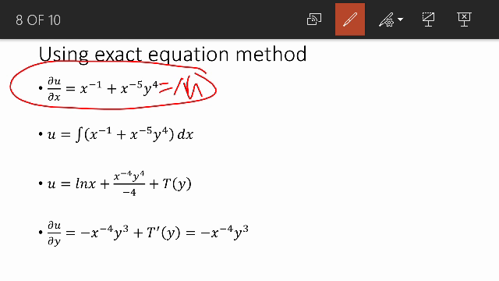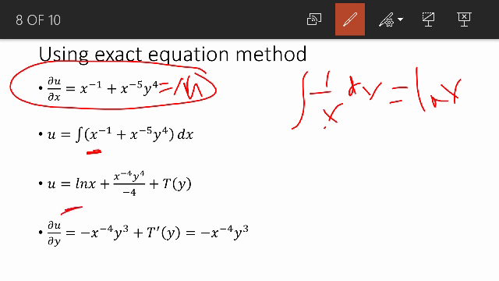Okay, so making u subject of formula means the integral of x raised to power minus 1 plus x raised to power minus 5 y raised to power 4 dx, meaning that we are integrating with respect to x. Okay, and integrating x raised to power minus 1 means integrating 1 over x, which is the same thing, and integrating 1 over x dx is equal to ln x. That's how we got this.